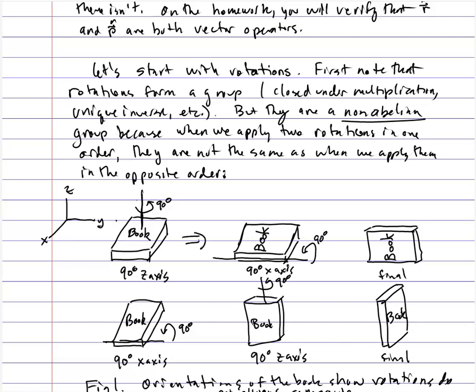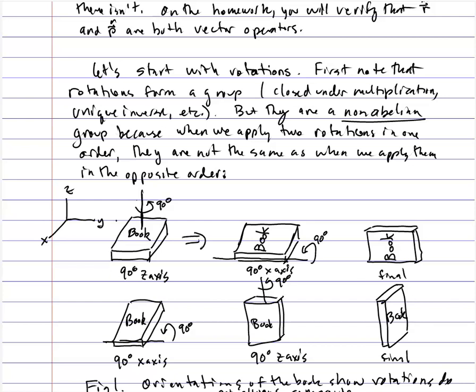That means if I do any number of rotations, I can always represent the final thing in terms of a single rotation, getting from one point to another. In addition, if I do any rotation, I can always find the inverse rotation that gets me back to my starting point. But this group is a non-abelian group, because when we apply two rotations in one order, they're not necessarily the same as if we apply them in opposite orders.